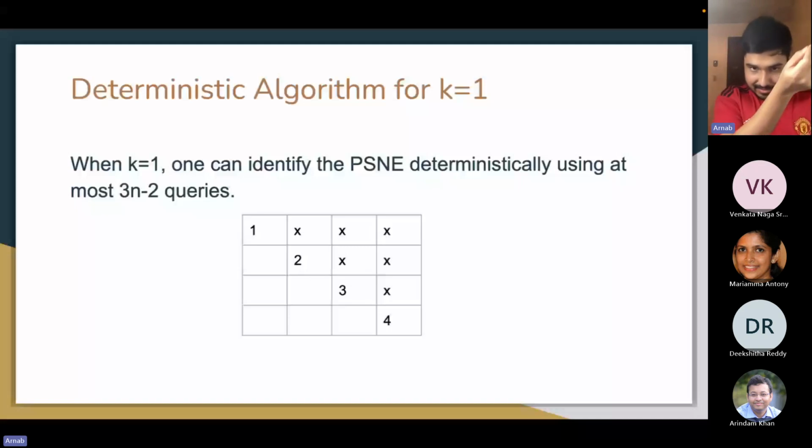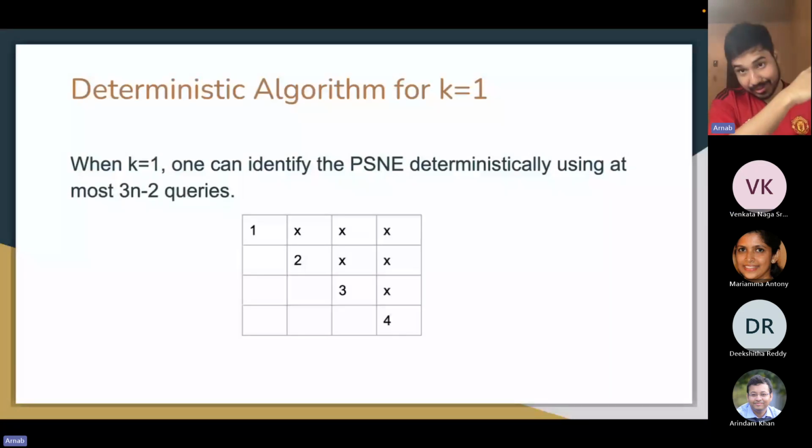So if you cleverly sample diagonally and cleverly eliminate rows and retain some elements as candidates for the PSNE, you can end up finding the PSNE in just 3n minus 2 queries. You have n square entries in a matrix, and you can find it deterministically using just 3n minus 2 queries. In the randomized setting, you were using some n log n number of queries, so it also improves on that.